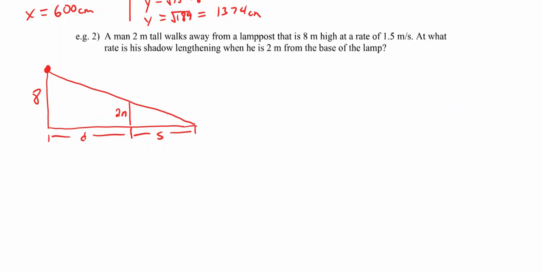Okay, so what do we know? We know dD/dt for that distance there is equal to 1.5, right? That's the rate that he's moving away from the lamp. So dD/dt is equal to 1.5 meters per second. Now, it's saying at what rate is the shadow lengthening when he's 2 meters from the base of the lamp. So that's D, which is 2 meters. That's changing though, right? Seems like one of those things we should put in after we take the derivative. And we're looking for, at what rate is his shadow lengthening. What are we looking for? We're looking for dS/dt.